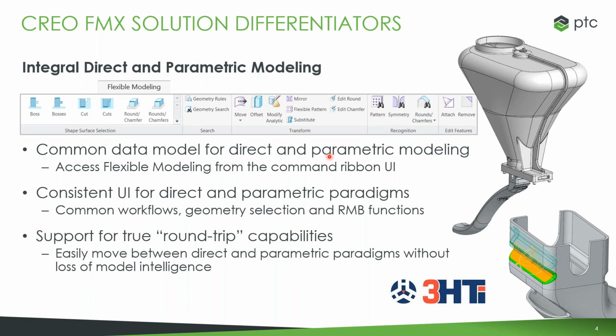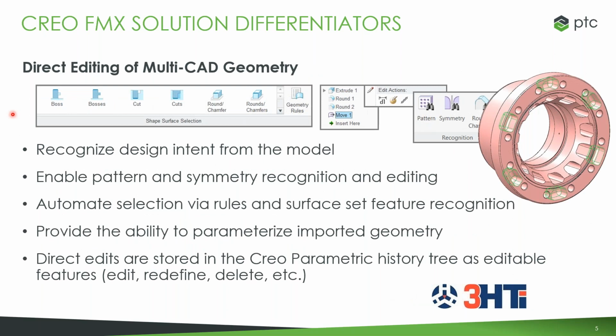So even in my Creo models, if something's easier to do with flexible modeling, I can go ahead and do that and sort of mix and match there. So it's easy to move back and forth between direct modeling and parametric modeling. So again, we're able to recognize design intent from the model, recognize patterns, and pick those up.